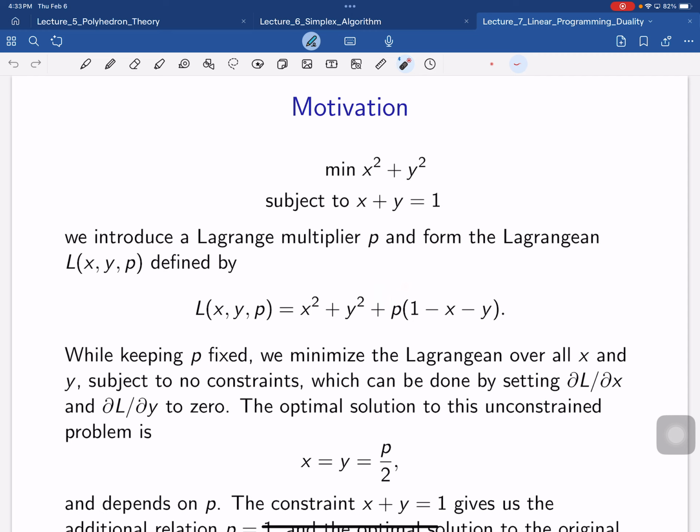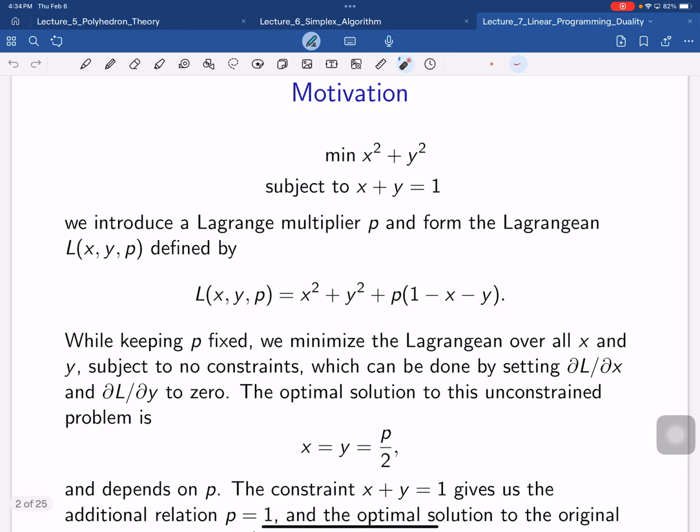Now let's assume you pick an arbitrary p. Is p just a scalar? Yeah, p is a scalar because you have one constraint. While keeping p fixed, you can minimize the Lagrangian over x and y. Even if you violate the constraint and pay a price p, you can still minimize this Lagrangian function by setting the partial derivatives with respect to x and y to 0, since this whole thing is a convex function when p is fixed.